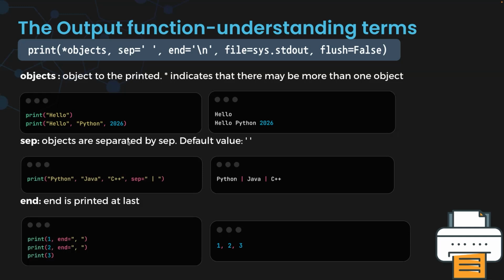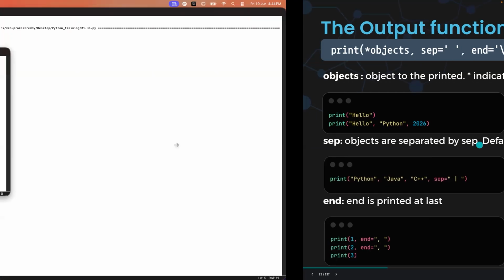First, the objects, very simple. We have hello and we are adding the objects. Then we have the separator. If we don't add anything, by default, it will be a space. Now we have added a separator, it will change. And then we have the end. By default, the end will be new line. If we add anything else, the end will be updated. Now let's try to write it.